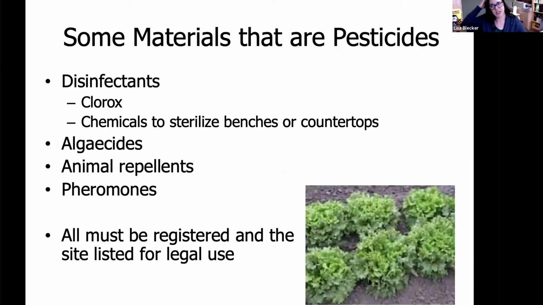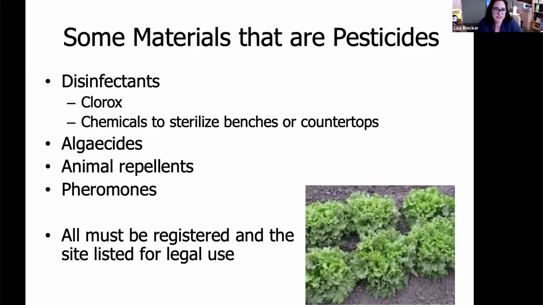Some materials are pesticides that some people don't really realize, like Clorox, and disinfectants and sterilizers for benches and countertops, COVID disinfectants. Those are all pesticides. I don't know if anybody's actually doing research on those. You can use them, it's fine. But if you're doing research with them, I just want you to recognize that they are pesticides and that you would have to treat them as such.